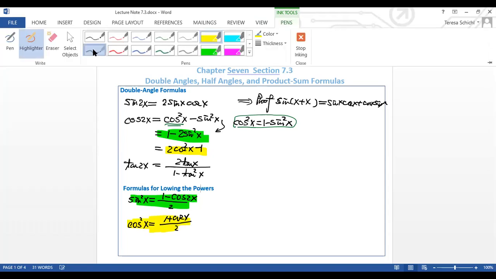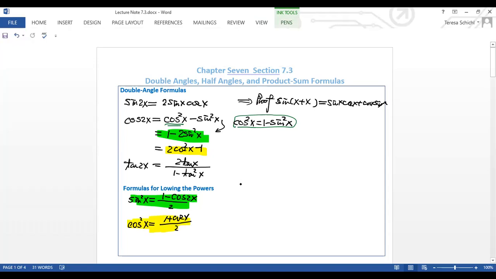Okay, then the same goes for tangent x here. Because we know tangent x is just sine over cosine, the tangent squared x, you can reduce it to 1 minus cosine 2x over 1 plus cosine 2x. This formula is extremely useful in integration.